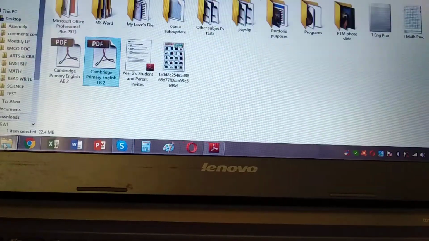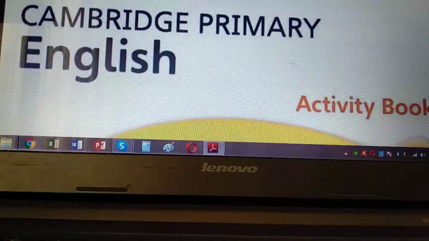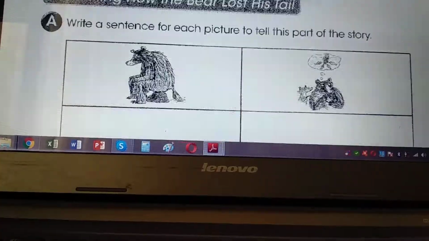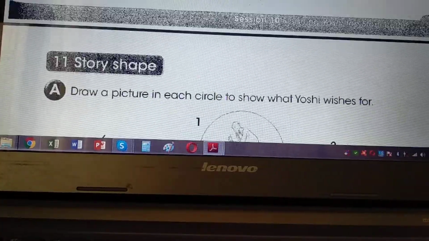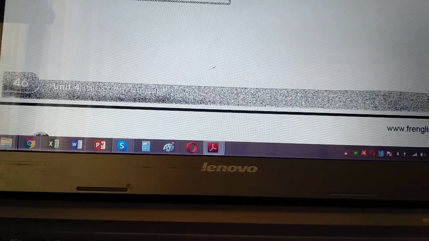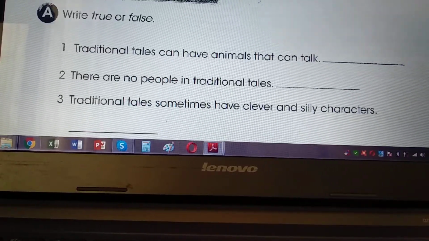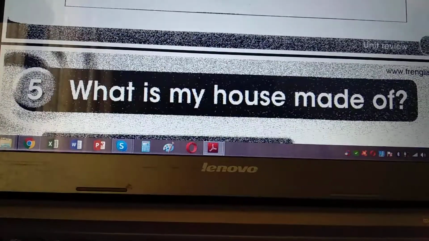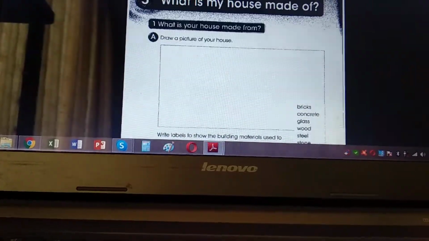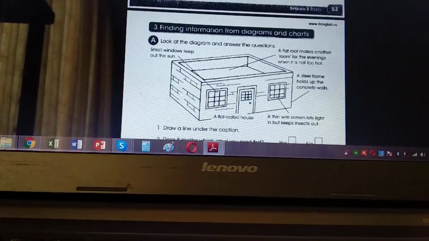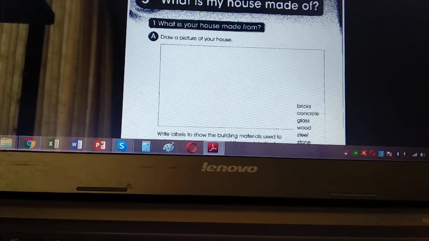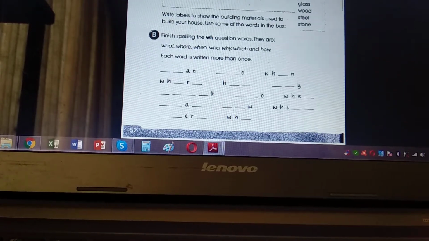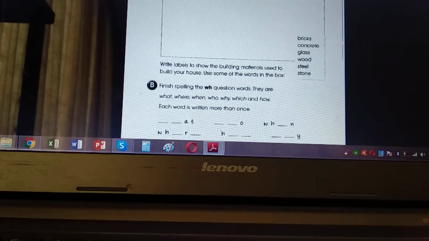Wait, let me take a look. For houses. This is Yoshi. This is honeycomb. Okay, what is my house made from? This one. Activity book, page 52. Okay, alright, so today also you can do this.